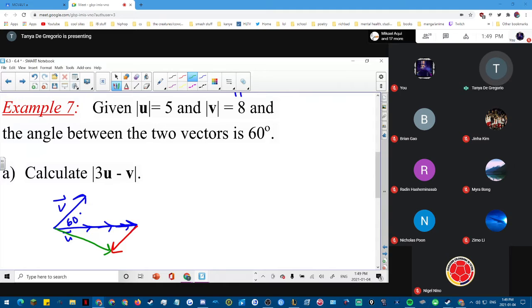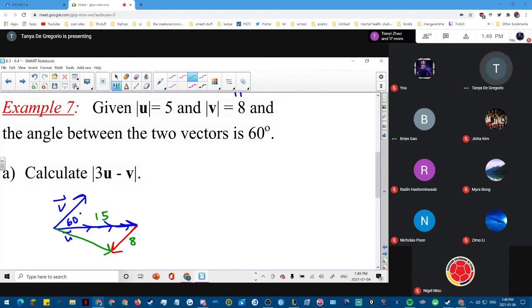Now, we know that u is 5 units. Well, if vector u is 5 units, then the triangle that I've formed, well, this must be 15 units because it's times 3. And then I know that vector v is 8 units. And that's vector v, so there's my 8. So I have a triangle now. How am I going to solve this triangle to get the magnitude of the resultant vector? What do you guys think?